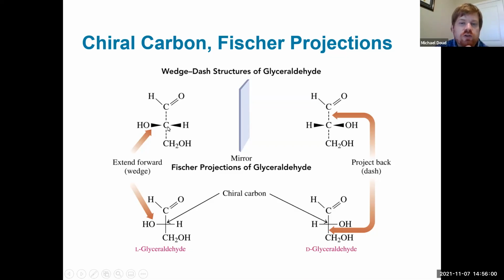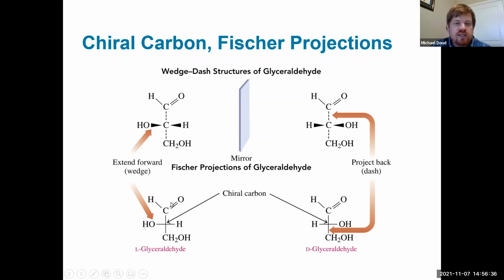So by convention, what we do is we take these that would be wedges sticking out, and we're just going to put them as flat lines, or straight lines, I should say, on the horizontal here. So the horizontal lines, we know that those bonds should be coming out of the page towards us. The vertical lines are the opposite. Those should be going into the page, away from me. And this is the Fischer projection here of this L-glyceraldehyde.